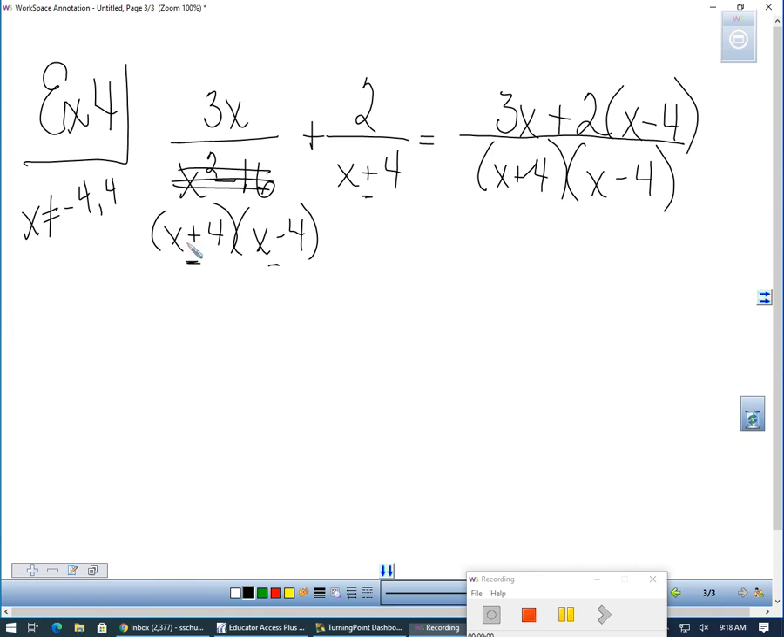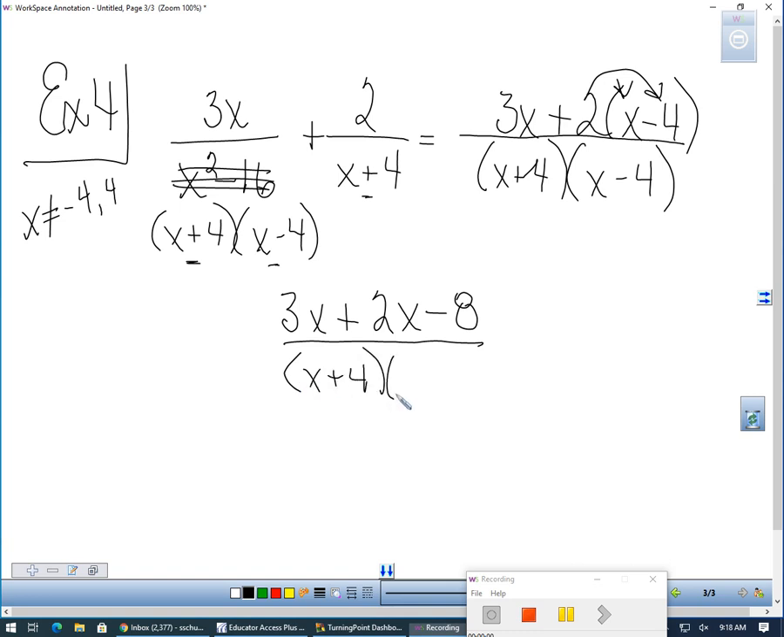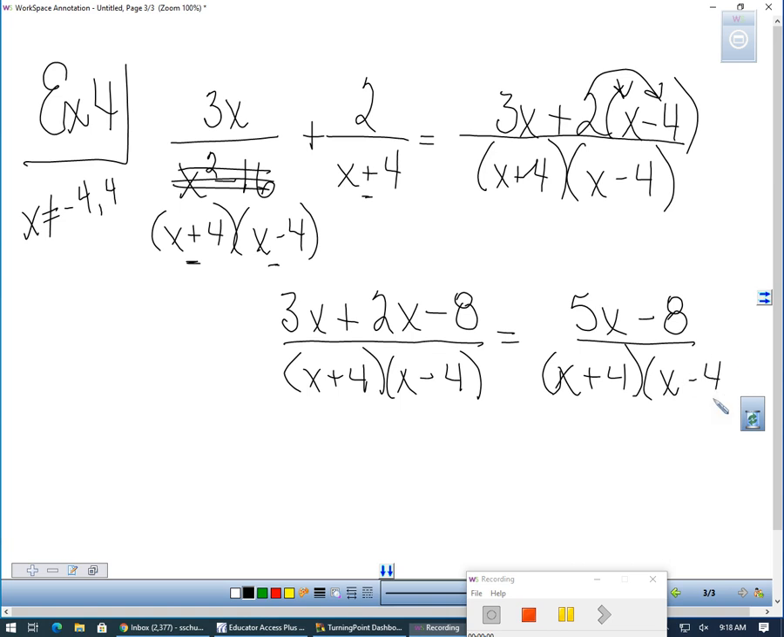All right, so let's go ahead and simplify. We have 3x plus 2 times x, which is 2x, 2 times negative 4, which is negative 8, over our x plus 4 times x minus 4. And on the top, combining like terms, we have 5x minus 8 over our common denominator, x plus 4 and x minus 4. And I am totally okay with you leaving it in factored form.